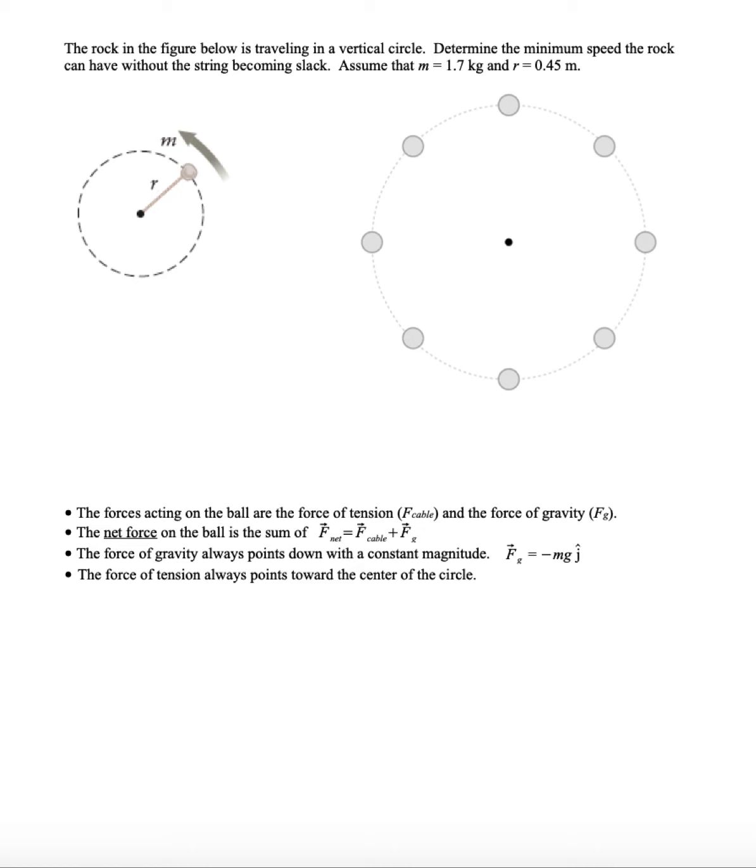The rock in the figure below is traveling in a vertical circle. Determine the minimum speed the rock could have without the string becoming slack. A mass for the rock and the radius of the circle are given.